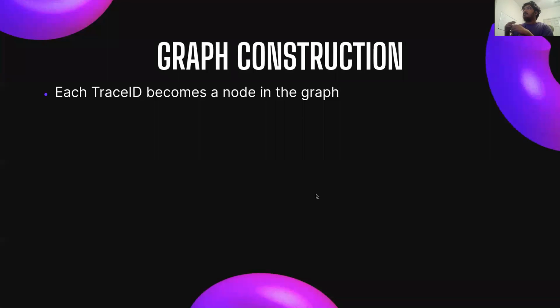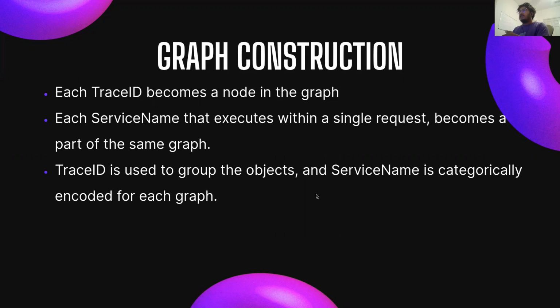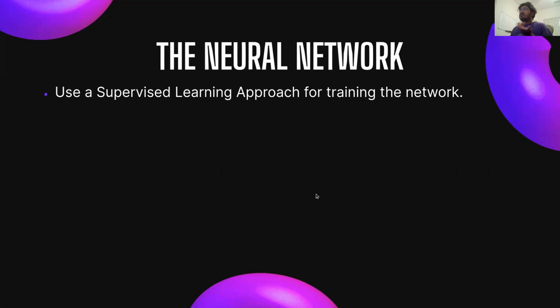So then based on all of this, we train a graph. We construct a graph where each trace id becomes a node in the graph, and each service name that executes within a single request becomes a part of the same graph. The trace id is used to group these objects, and service name is categorically encoded for each graph. Multiple deployments and new services which happen in a microservice environment are all captured when tracing the path of a request, and you don't really have to make any extra effort for all of those.